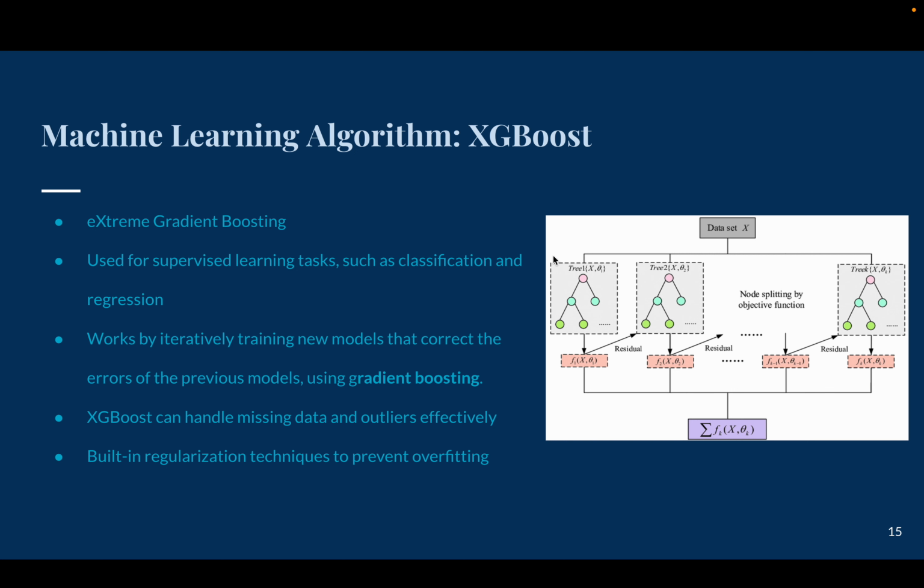iteratively training new models that correct the errors of the previous models. During each iteration, the algorithm evaluates the gradient of the loss function with respect to the current model predictions, and uses this information to update the model's parameters. This process is called gradient boosting.